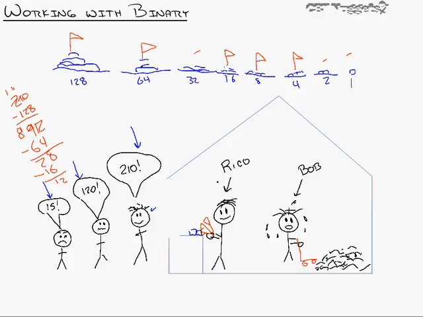Now, unbeknownst to them at the time, Rico and Bob had actually invented a system to convert to binary. This is the way computers actually handle numbers. When we see the number 210, the computer actually sees bits.